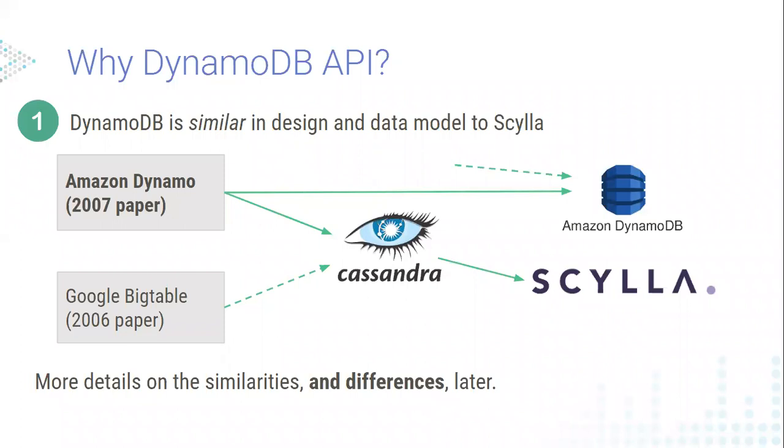The first thing is that DynamoDB is relatively similar to the data model and design of Scylla, and this is related to the fact that both of these systems were inspired by Amazon's original 2007 paper about Dynamo. Now, there are quite a few differences, and I'll cover them in a few minutes, but there are also a lot of similarities that come from this original inspiration from 12 years ago. So this is a sort of family tree of databases.